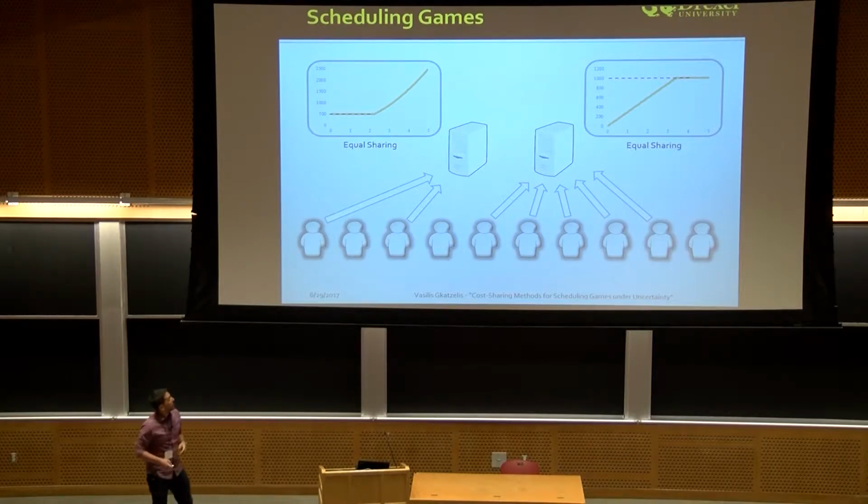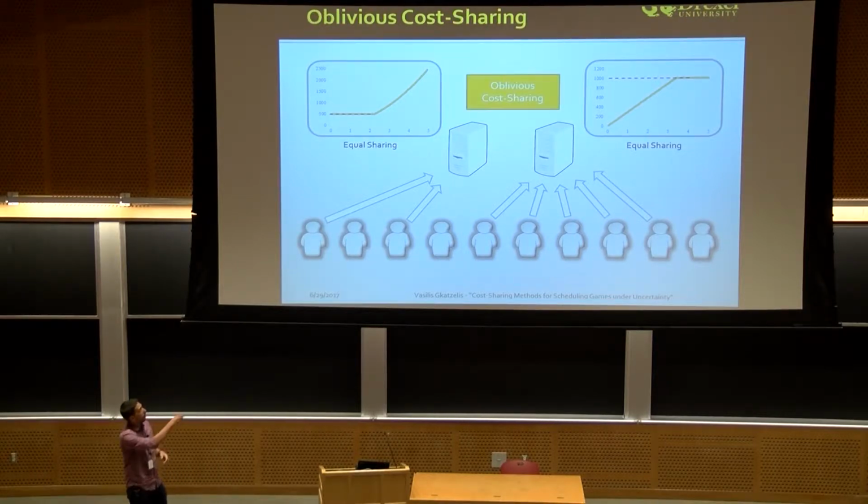So specifically in this example, this is what we will call an oblivious cost-sharing mechanism. That is, the equal sharing mechanism doesn't really look at what happens in the rest of the system, right? It just looks at the jobs that arrived and says, whatever jobs arrived in my machine, this machine just looks at the jobs that arrived and just splits the cost equally among them.